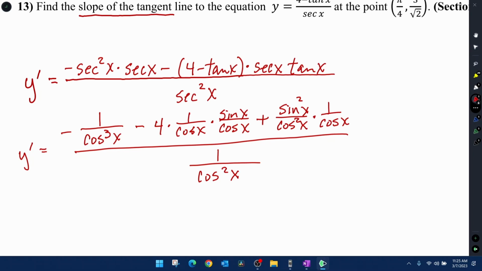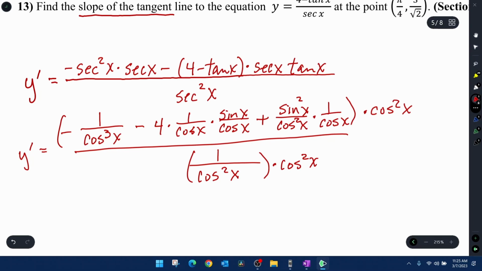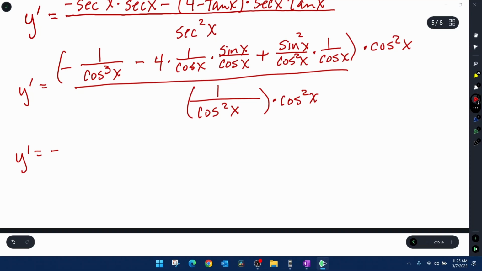Is this the only way you can do this problem? No. And I may be doing it the more complicated way, but at least what I've done is not wrong. Can I multiply through by cosine squared x, which is going to give me 1 over cosine of x minus 4 sine of x plus sine x tangent x.